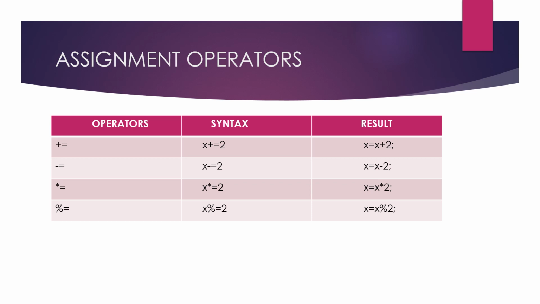We'll assign some value to x, and the compiler will evaluate it as x is equal to x plus 2. Similarly for minus, x minus is equal to 2 will be nothing but x is equal to x minus 2. X into is equal to 2 will be nothing but x is equal to x into 2. X modulus is equal to 2 will be nothing but x is equal to x modulus 2.